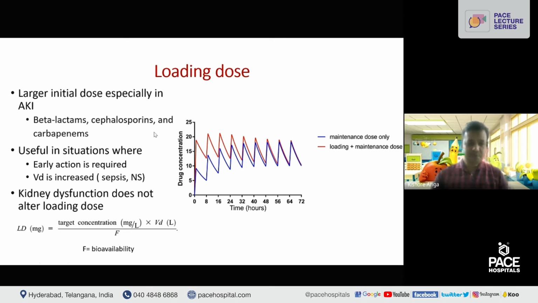So kidney dysfunction does not alter the loading dose. The loading dose is defined by the target concentration which we want, the volume of distribution, and the bioavailability. So if the volume of distribution is high, we need to give more loading dose.